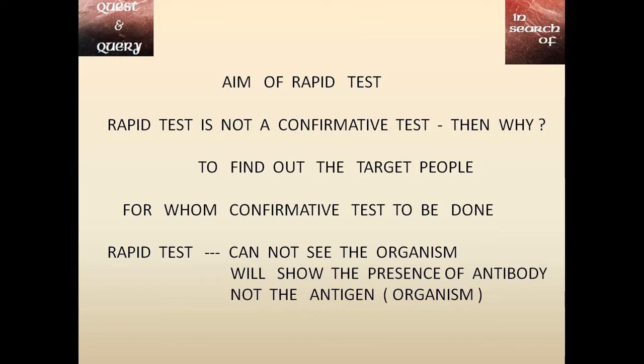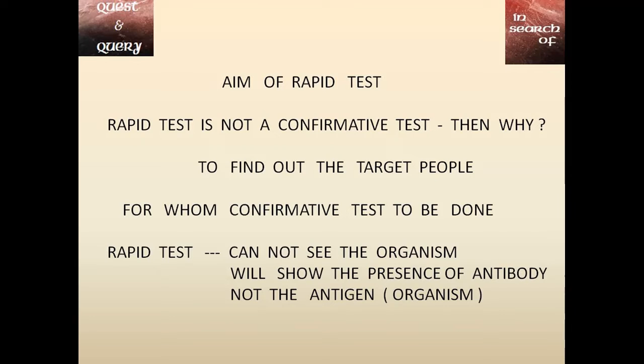What is the aim of this rapid test? I have told already the rapid test is not a confirmative test, then why is it done? It is to find out the target people for whom a confirmative test is to be done, because, as I told, for various reasons a confirmative test cannot be done for all people. So I would like to segregate or isolate people who require a confirmative test. That is why the rapid test is called a screening test.